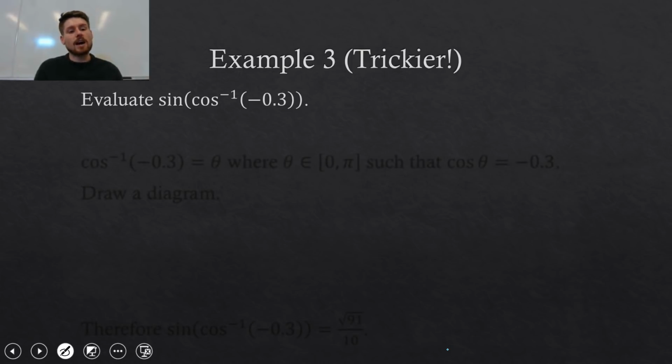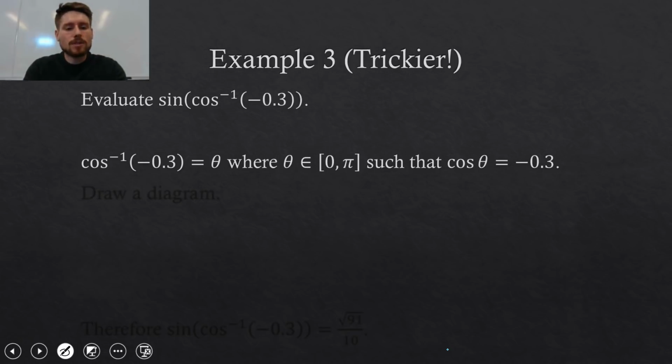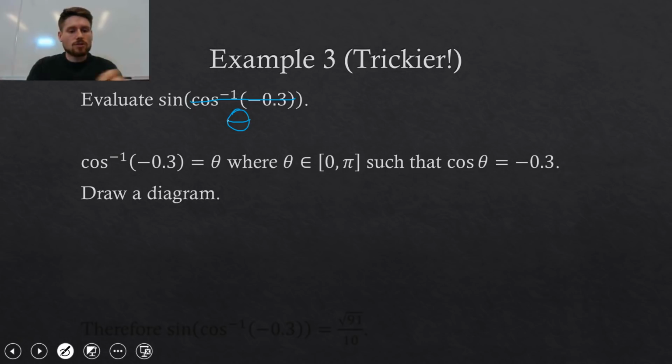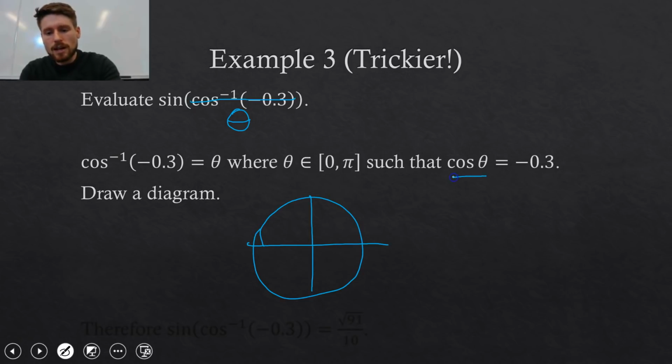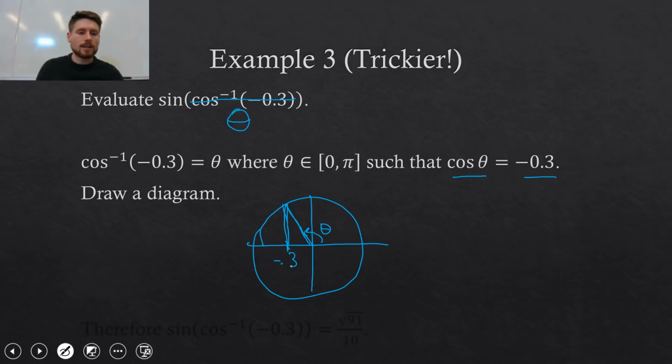I'm going to evaluate the sine of cosine inverse of negative 0.3. Remember, cosine inverse of negative 0.3, I could just get rid of this and put an angle in here. So it's sine of an angle where that angle is between 0 and pi, and the cosine is negative 0.3. Again, let's draw a diagram. We need the cosine of theta to be negative 0.3. So here's negative 0.3, and the angle theta.